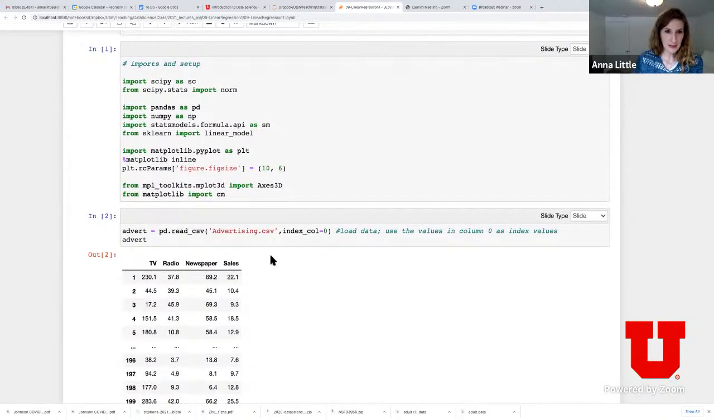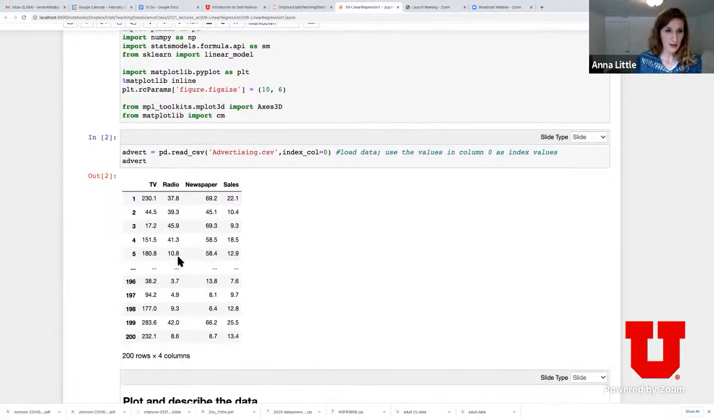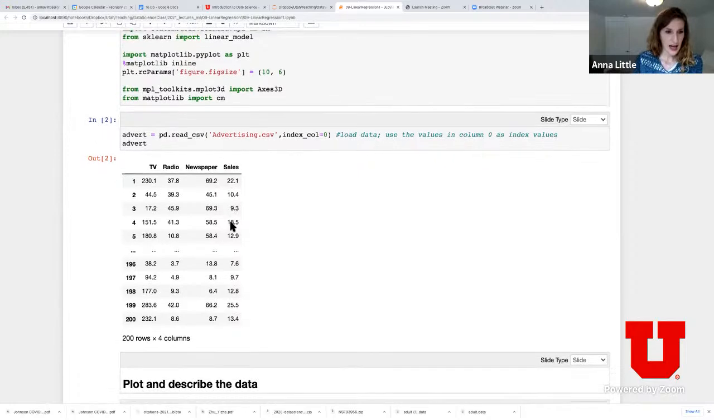First of all, we'll use pandas read_csv to read in our data. We'll tell it that the first column, column 0, contains the index values. Then we can take a look at what the data looks like here. So here's TV, radio, news, and sales.